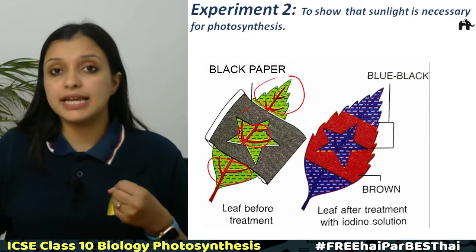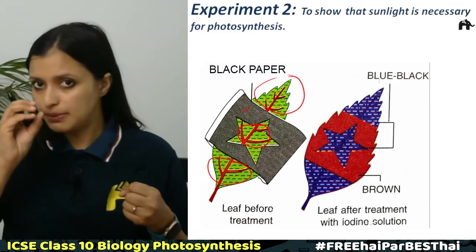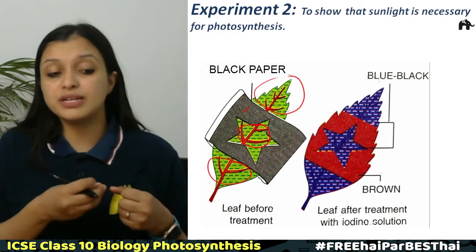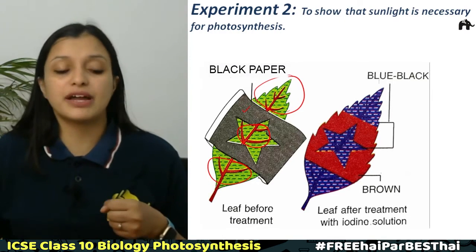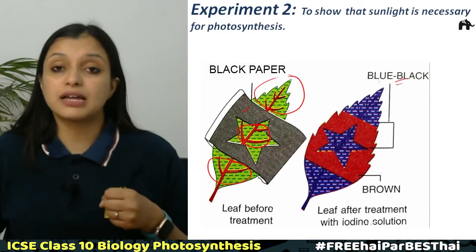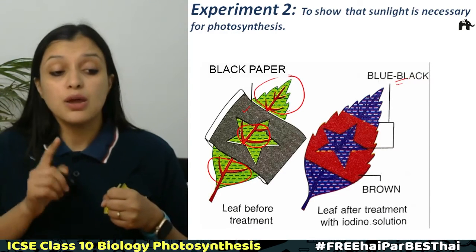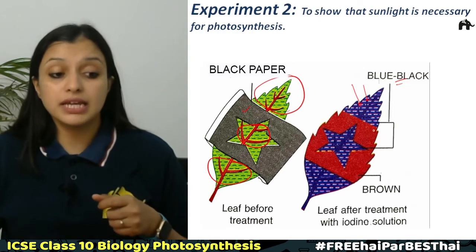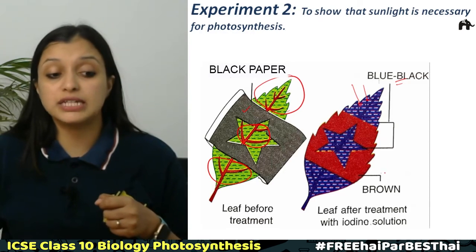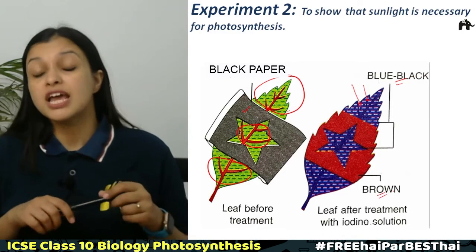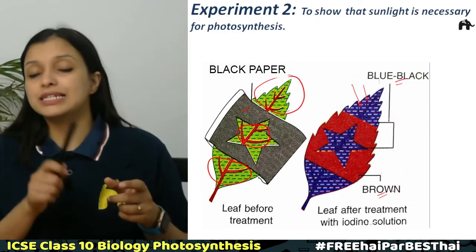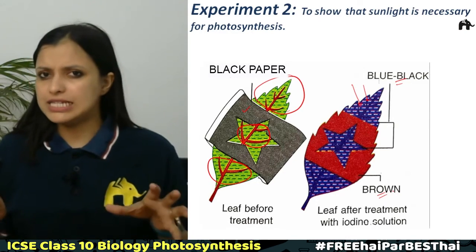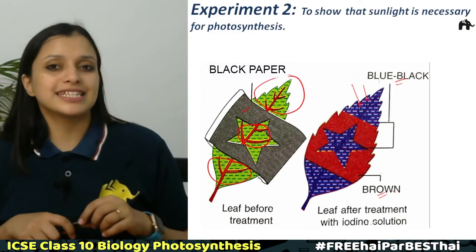So now, after 4 to 5 hours, we'll pluck this leaf and perform the iodine test over it. When we perform the iodine test, we will find that we can see the blue-black color only in those areas which were receiving enough sunlight, but the area which was not receiving sunlight will show the brown coloration. So this shows that sunlight is essential for photosynthesis. Fine, easy to understand. Now let's see our next experiment.